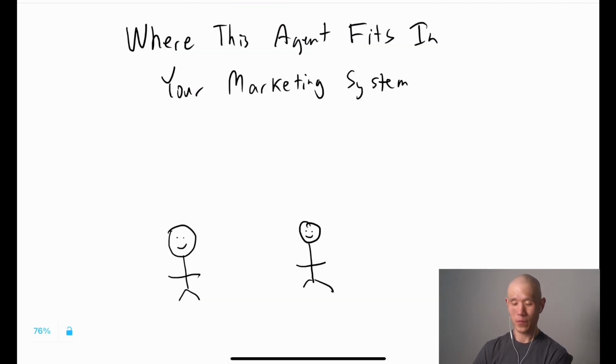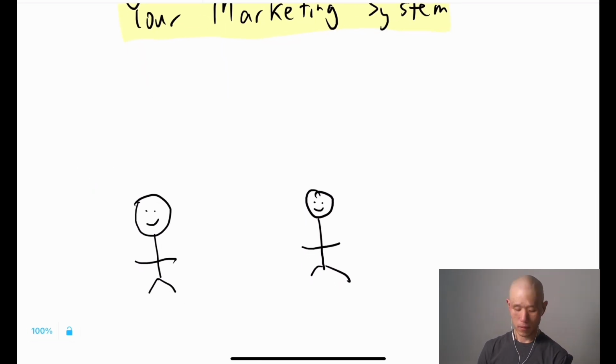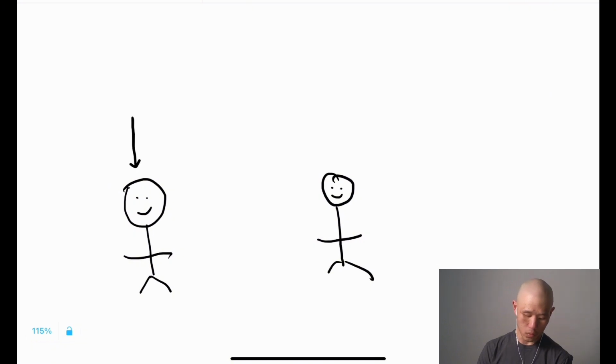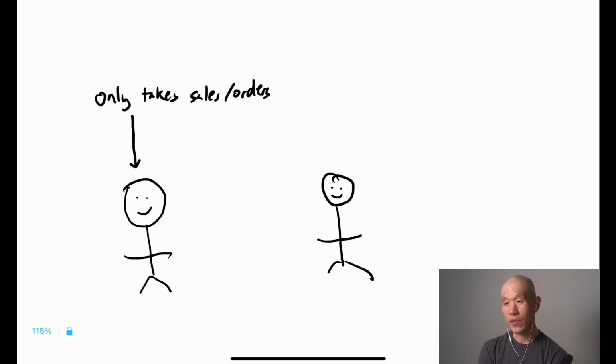So let's begin with where this agent fits inside of your marketing system and the role that it plays. I want to talk about it from the perspective of an experience that my wife shared with me. Years ago, she worked at a shoe store back in high school, and there are two broad categories of people who work there. There's the person over here who only takes sales orders and doesn't really do much proactive selling to help customers to buy.